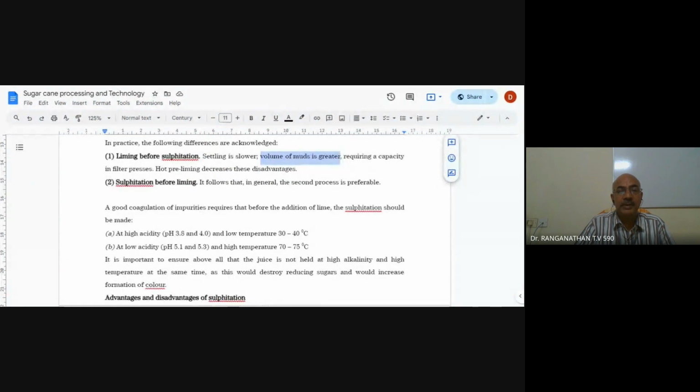Why? There are basically two processes. You maintain a pH of 3.8 and a temperature of 30 to 40 degrees centigrade at a high acidity. This ensures that the proteins get precipitated out. Or at a lower acidity, how do I get pH 5.1 or pH 3.8? Can somebody explain?